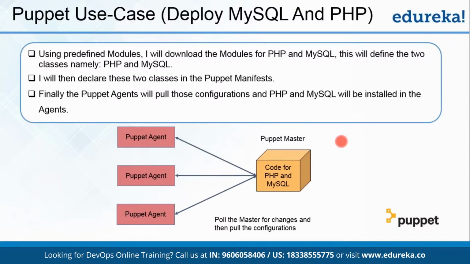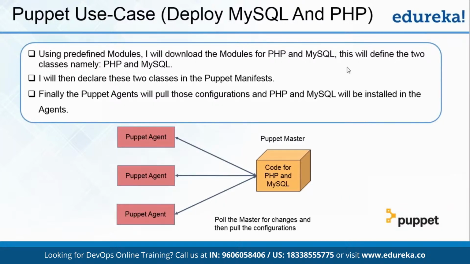I'll tell you what manifests and modules are, so you don't need to worry about that. I'm just giving you a general overview of what we are going to do in today's session. You just need to declare those two classes, PHP and MySQL, and finally deploy that onto the nodes. It is that simple, guys. As you can see, there will be a code for PHP and MySQL, and from the Puppet master it will be deployed onto the nodes or the Puppet agents.